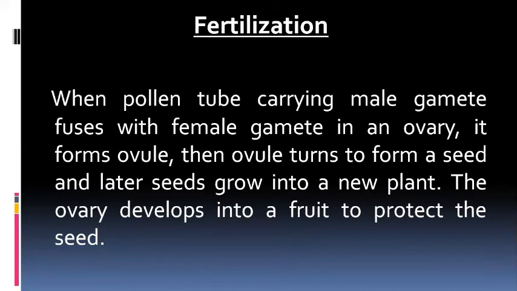The next step is fertilization. How does fertilization take place? When the pollen grains are caught by the stigma, the pollen carrying the male gamete grows into a tube-like structure called the pollen tube. The pollen tube penetrates inside the ovary, and it fuses with the female gamete. After this fusion, the ovule is formed, and after divisions it will form a seed, and later on this seed will grow into a new plant. After fertilization, the ovule turns into the seed, and the ovary turns into the fruit to protect the seed.